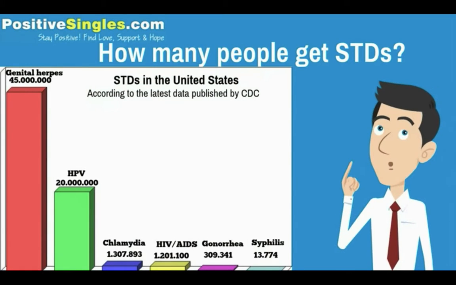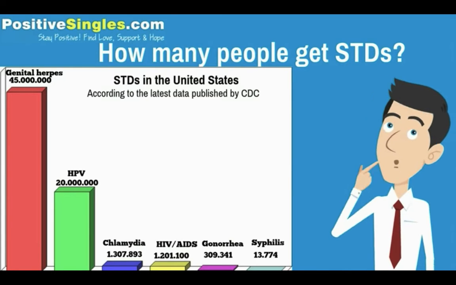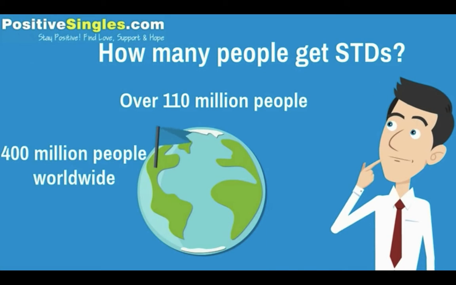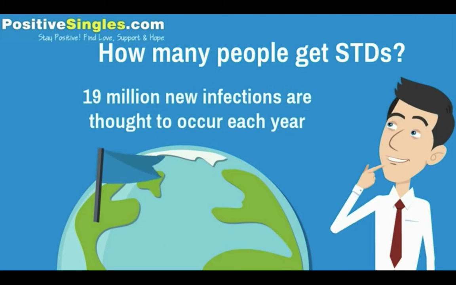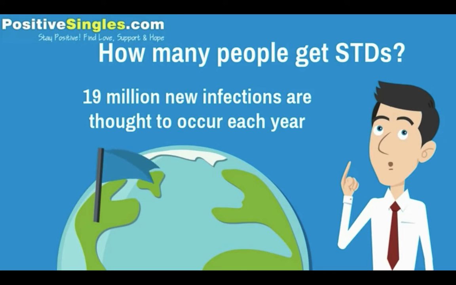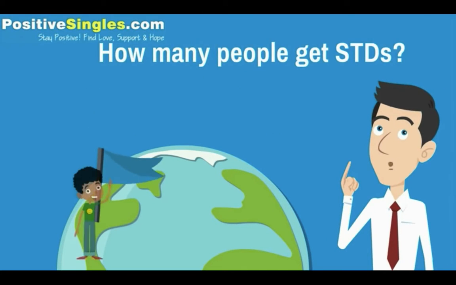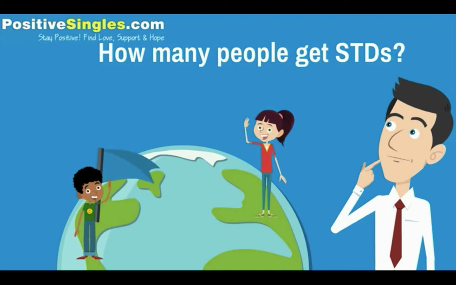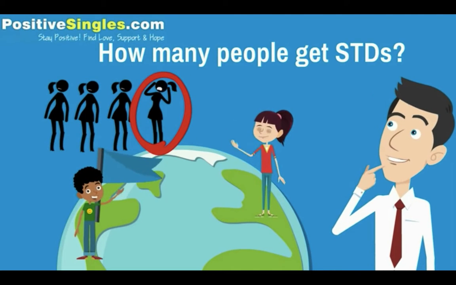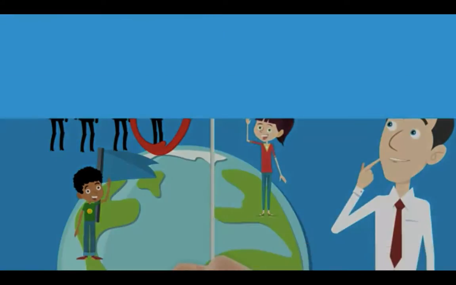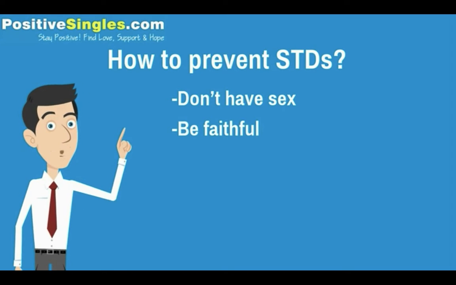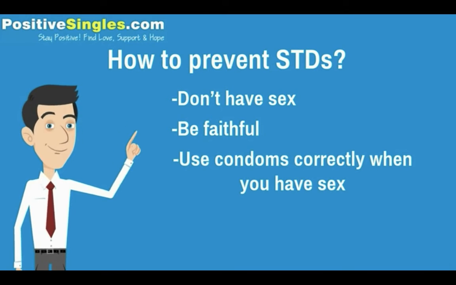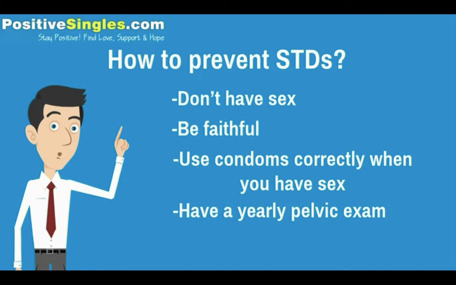How many people get STDs? Over 110 million people are living with STDs in the US alone, as well as an estimated 400 million people worldwide. In the United States, about 19 million new infections are thought to occur each year. Almost half of new infections are among young people ages 15 to 24. One in four teenage American girls has an STD. How to prevent STDs? Don't have sex. Be faithful. Use condoms correctly when you have sex. Have a yearly pelvic exam.